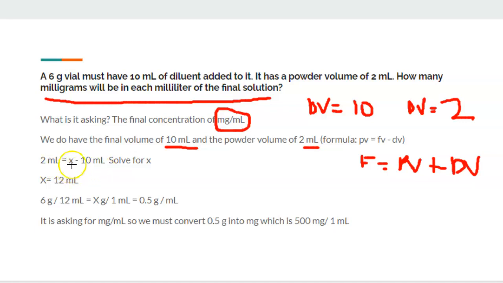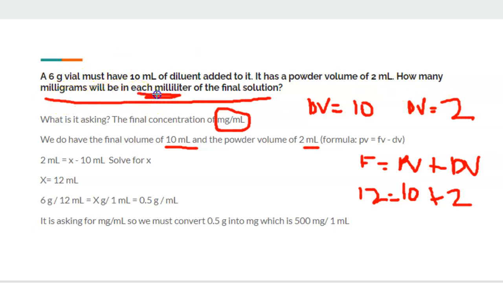I put 2 milliliters plus 10 equals x. To solve for x, we've got to get x by itself. Or you can put it in here and put 10 plus 2 equals 12. So that's our final volume. So we know that. If we have a final volume, we're saying there's 6 grams in 12 milliliters. So how much is in each milliliter?